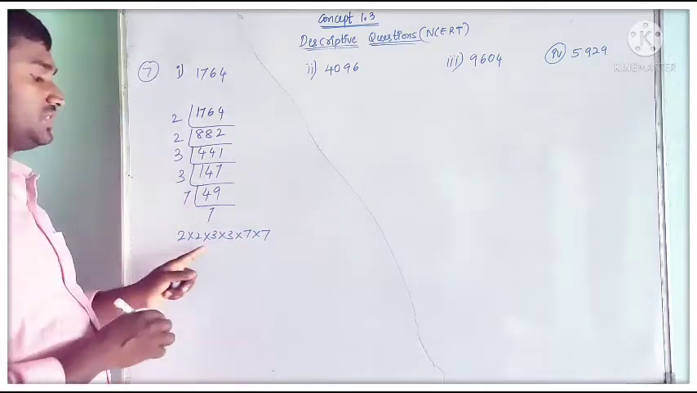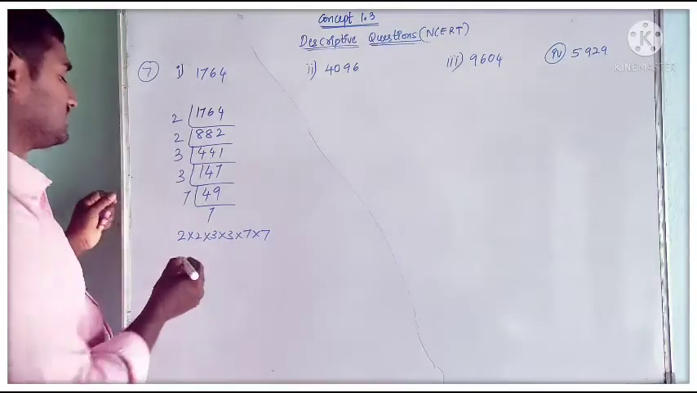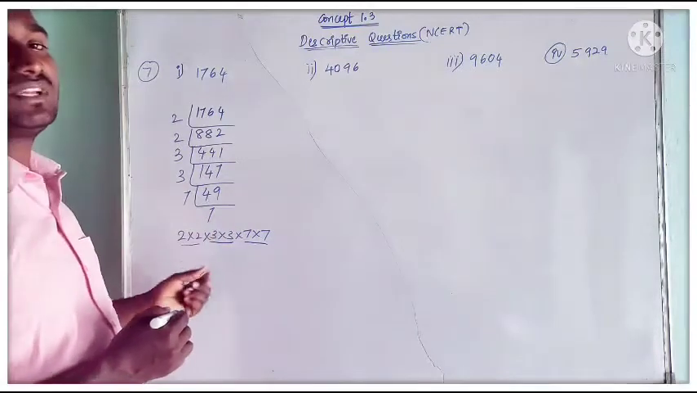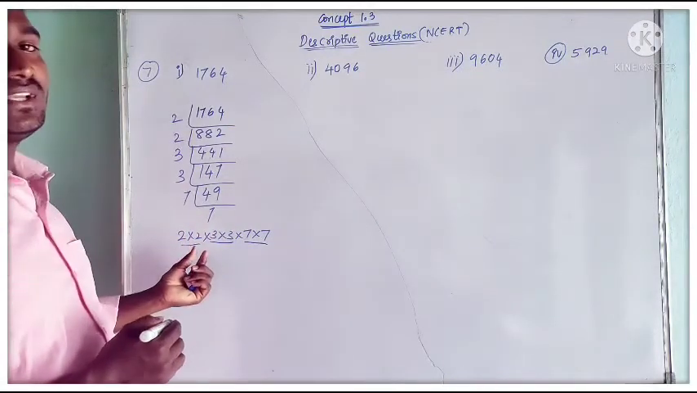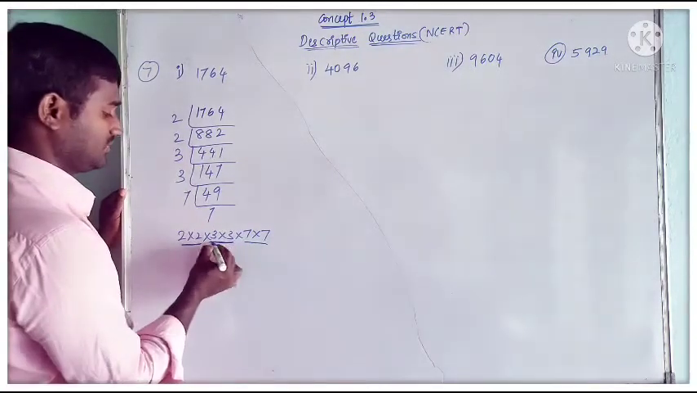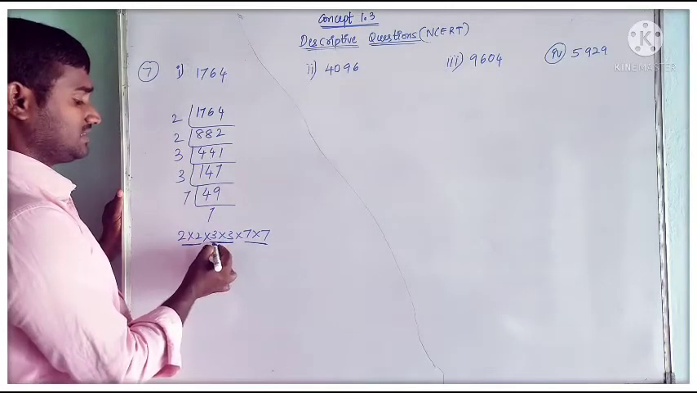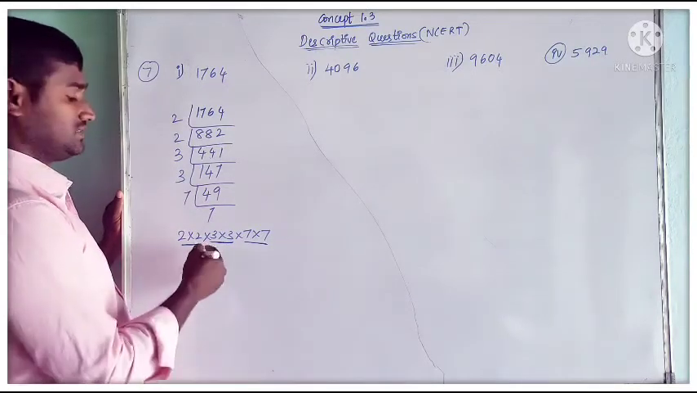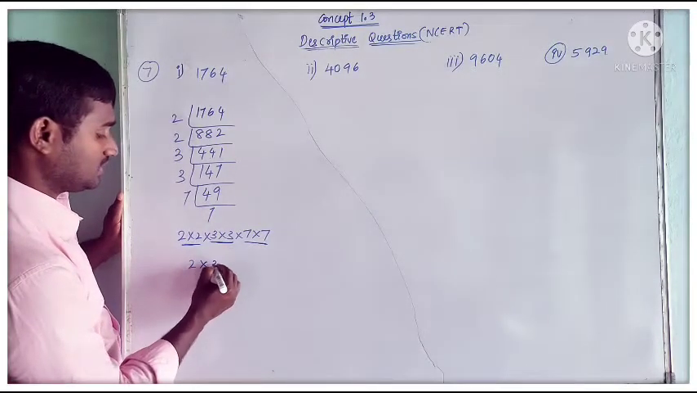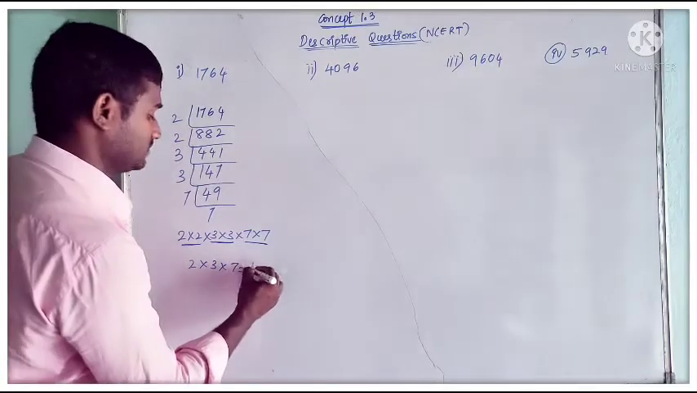So, 2 into 2 into 3 into 3 into 7 into 7. We can make one digit from each similar pair. From every pair of similar prime factors, we need to take one factor. So from 2 sevens, we take one 7. From 2 threes, we take one 3. From 2 twos, we take one 2. So that is 2 into 3 into 7. 2 threes are 6, 6 into 7 is 42.